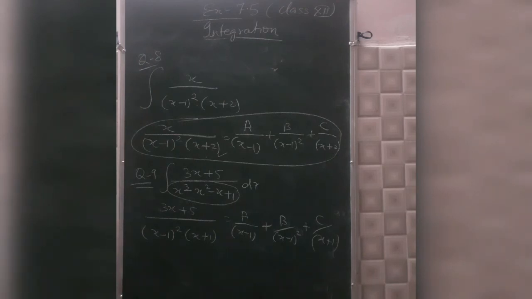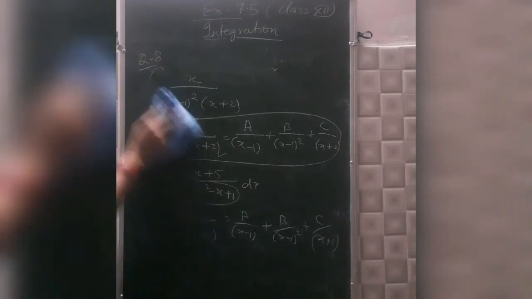In the 10th question also, one quadratic equation and one linear equation is given. So this quadratic x square minus 1 can be written as (x minus 1) into (x plus 1). So now three linear factors are there. You will take A by the first factor, B by the second factor, C by the third factor. So you will complete this exercise yourself. I am telling you one or two more sums.